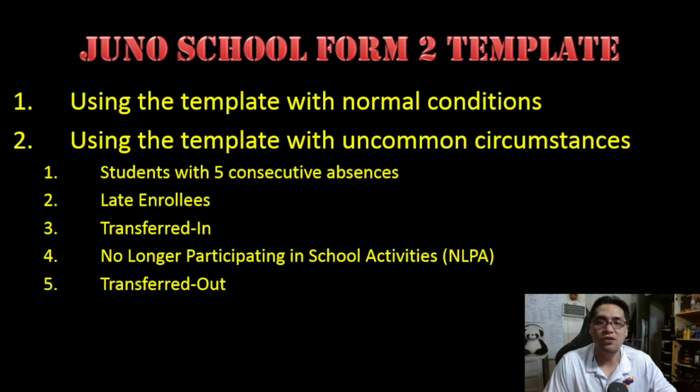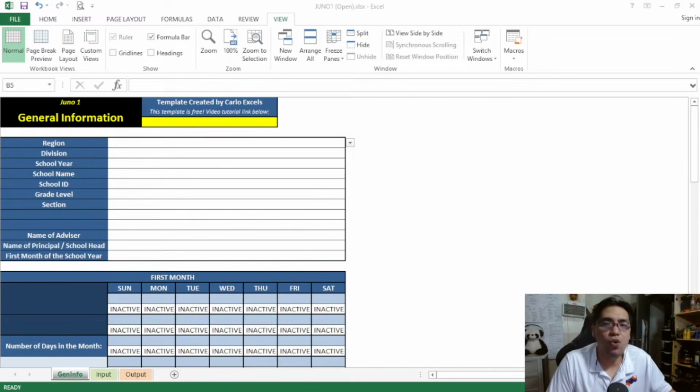Next, we're going to talk about how to use the template during uncommon circumstances. Primarily, how the template deals with students with 5 consecutive absences, how you can deal with late enrollees, students who've transferred in, students who are no longer participating in school activities or NLPAs, and students who have transferred out.